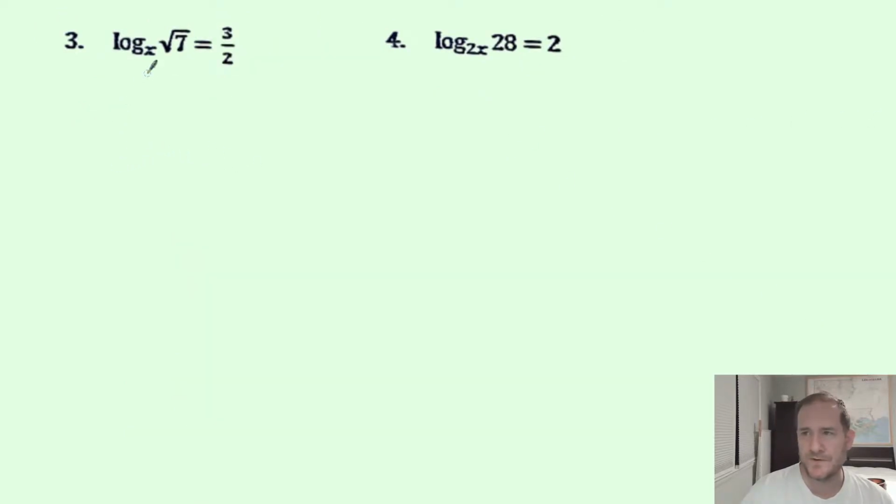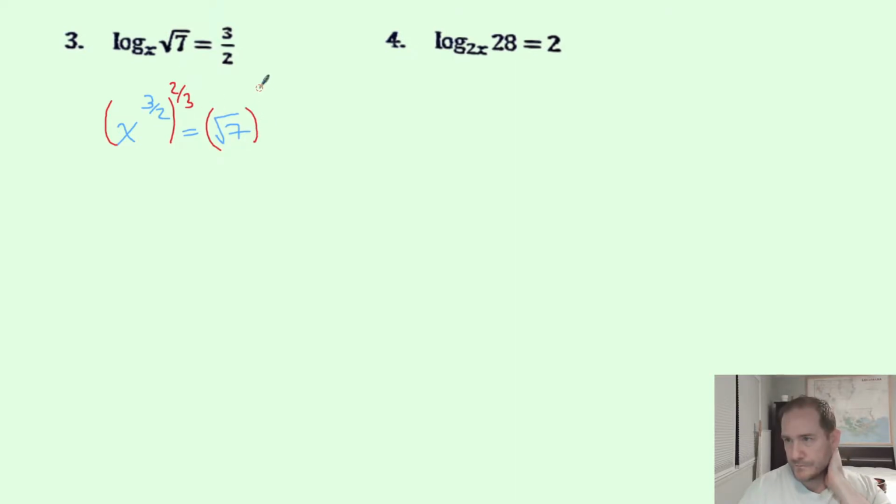This one, let's do the same old thing we always do: convert to exponential. We'll go 3 to the 3/2, and that's supposed to equal root 7. At this point, if you want x alone, I would raise both sides to the reciprocal power. So these cancel, and you get x.